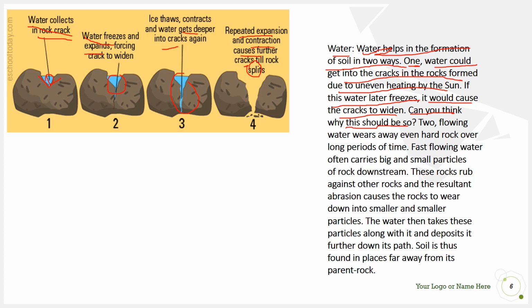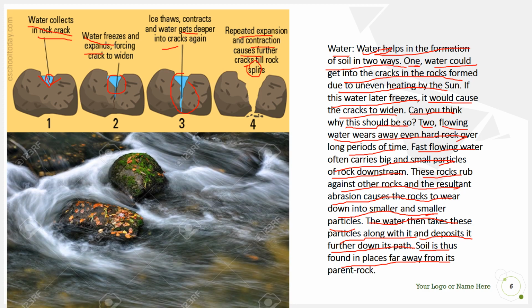Now, what is the second one? The second one is flowing water, which wears away even hard rock over a long period of time. Fast flowing water often carries big and small particles of rock downstream. These rocks rub against one another, and the resultant abrasion causes the rocks to wear down into smaller and smaller particles. The water then takes these particles along with it and deposits them further down its path. So, soil is thus found in places far away from its parent rock.